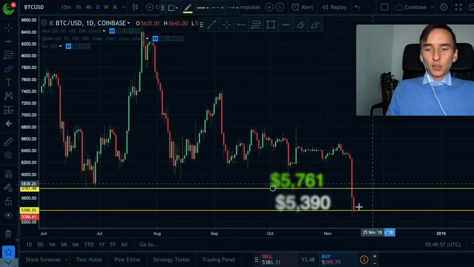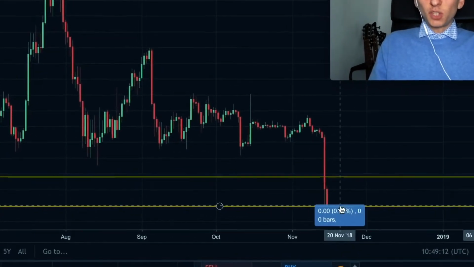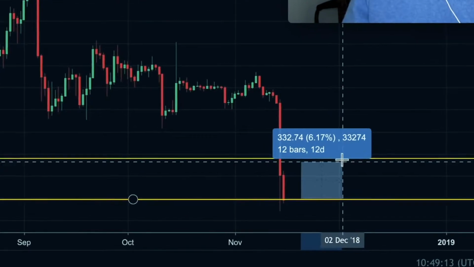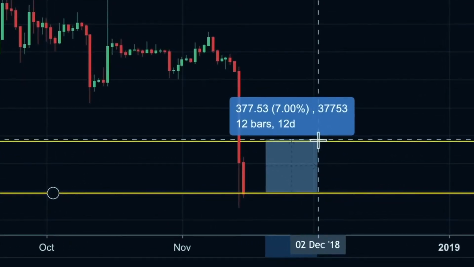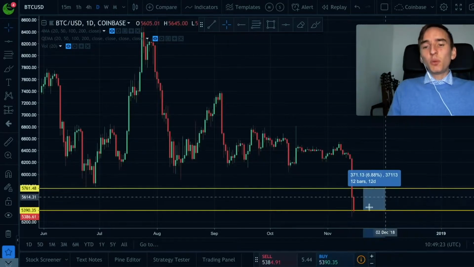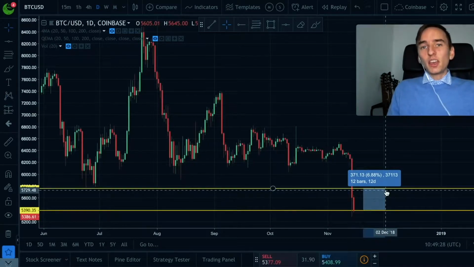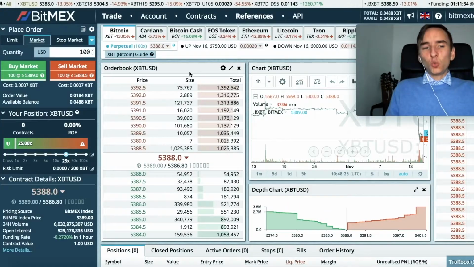Let's say we actually believe that Bitcoin is going to go up there. Well, that would mean that Bitcoin would have to go up approximately 7% from where we are right now. So this means that without leverage, if you bought Bitcoin right now and sold up here, you would gain 7% profit. Let's see what we can do with leverage.